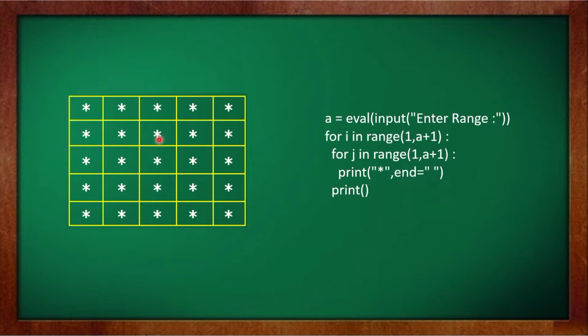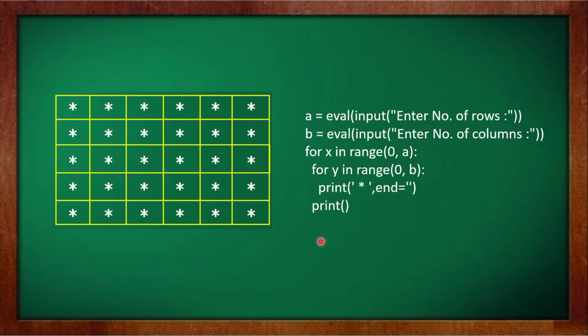So we are taking the first case, when the number of rows and the number of columns are equal. And case 2 is when the number of rows and the number of columns are not equal.